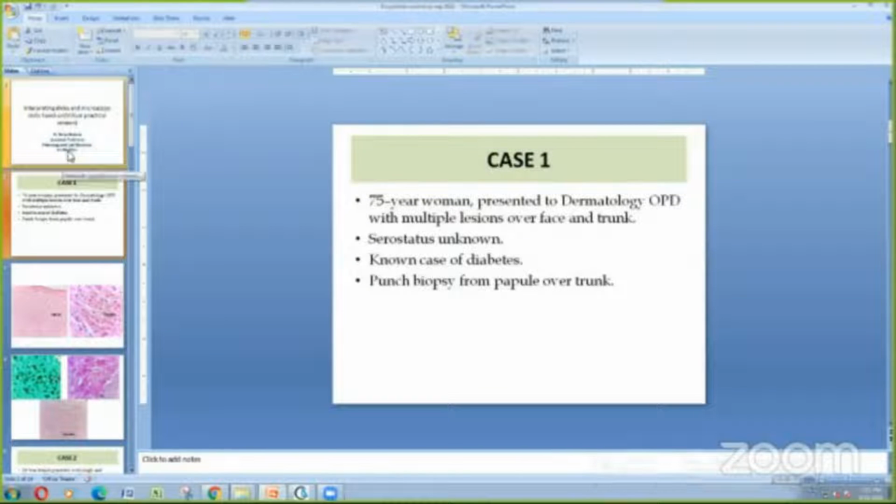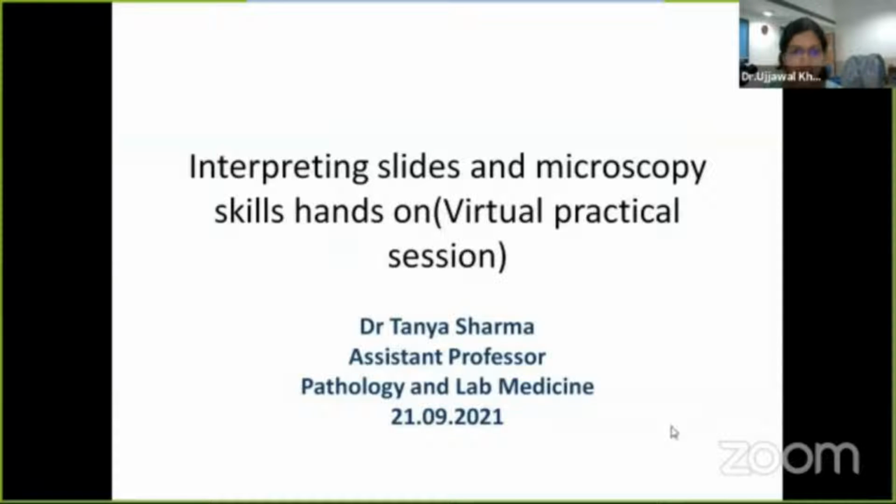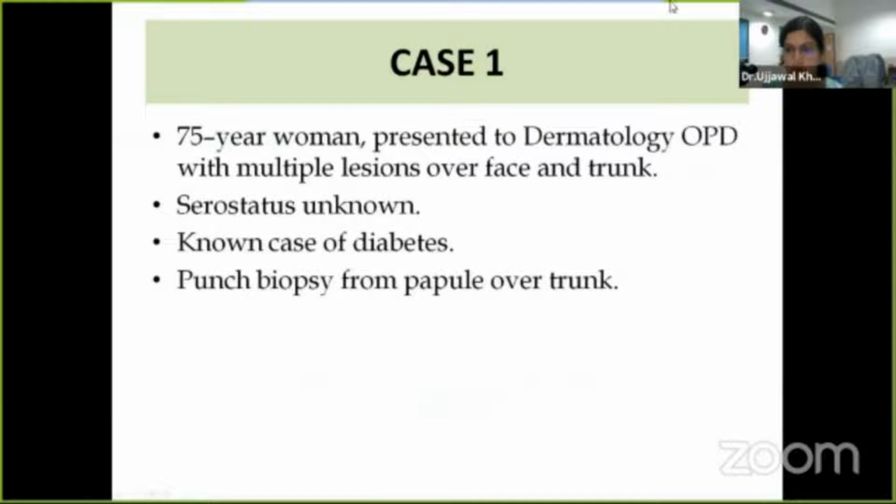We can see in this slide, these are my slides from the lesion, which Dr. Ujjawal will take. This is a skin biopsy covered by epidermis, which looks atrophic with flattening of the rete ridges. A 75-year-old woman with multiple lesions over the face. The underlying dermis shows a diffuse infiltrate composed of histiocytes and macrophages. She was a known case of diabetes. Here we can notice the punch biopsy from granulomas over the trunk.